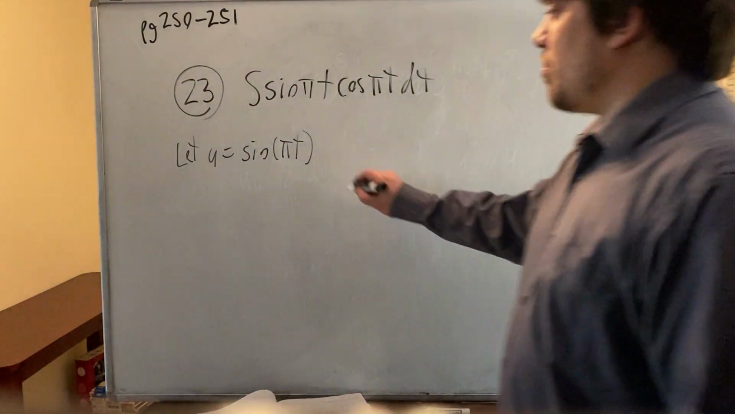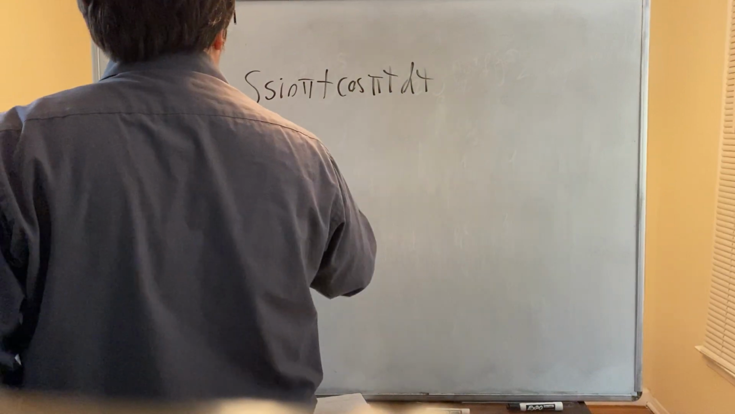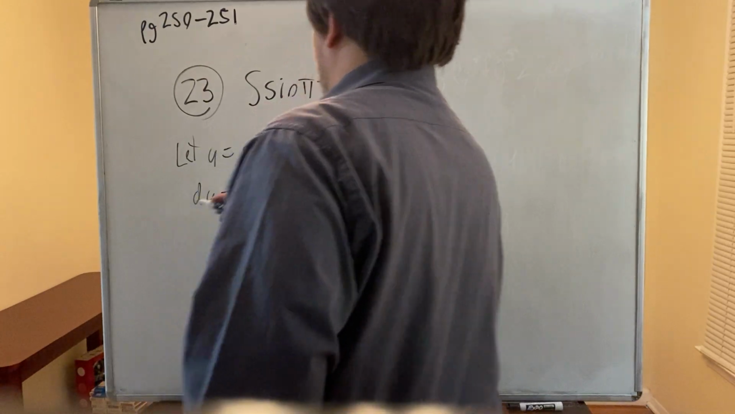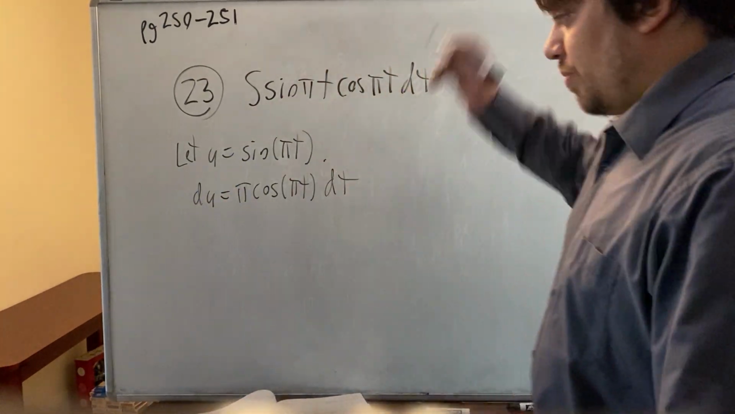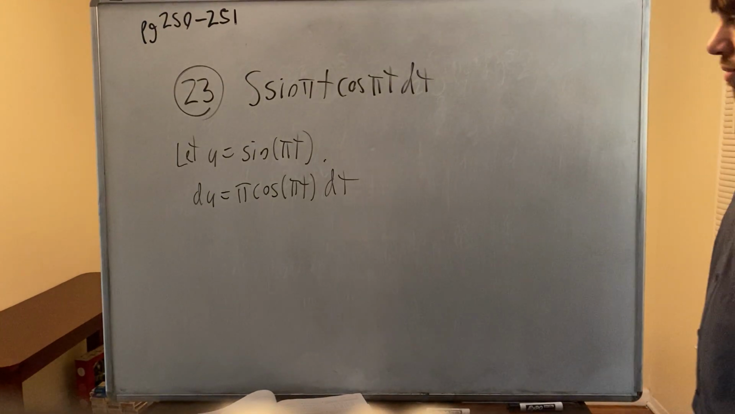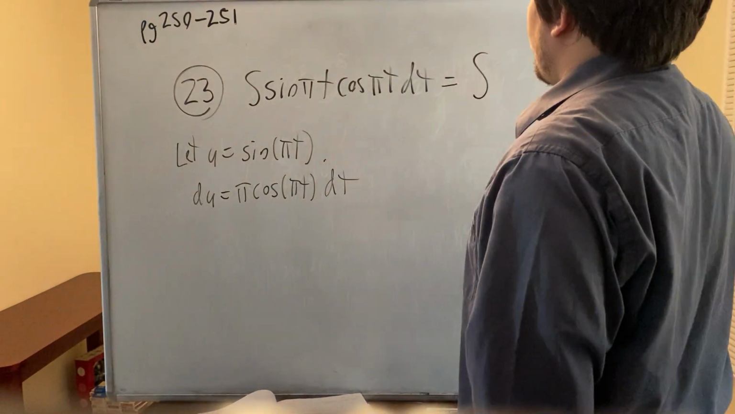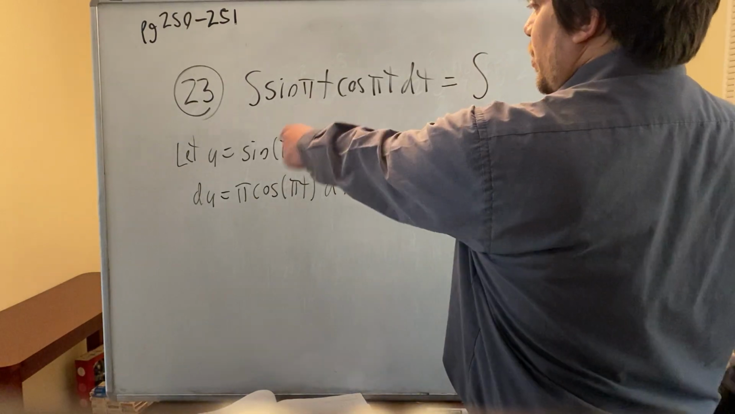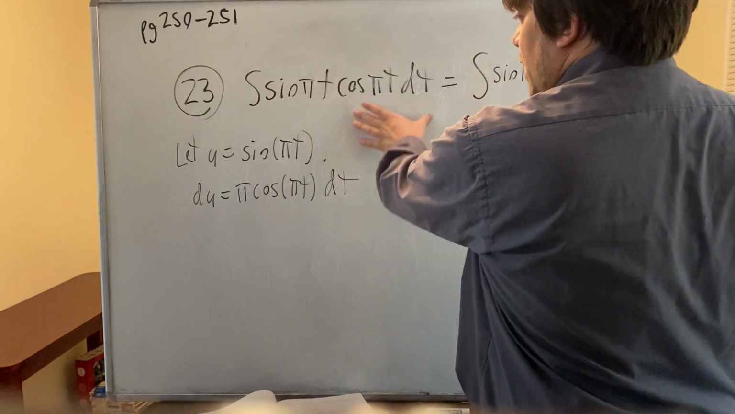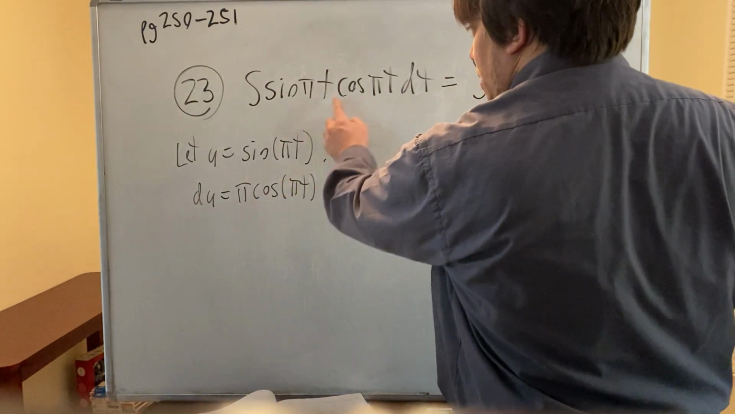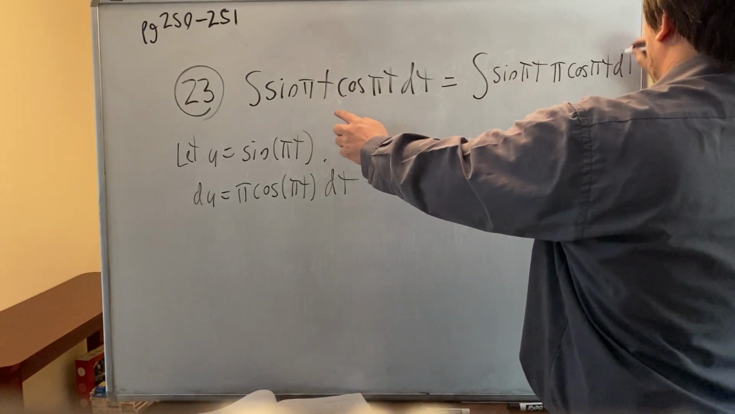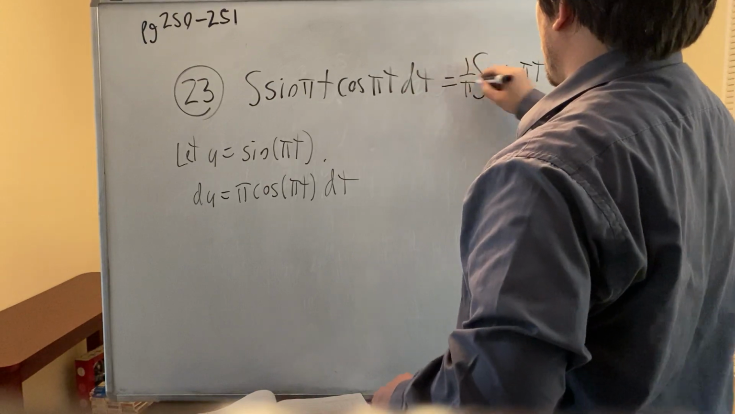If we let u equal sine of pi t, du is equal to cosine of pi t times the derivative of pi t, which is pi. And so du is pi cosine pi t dt. Okay, so if we're going to use u substitution, we have the sine of pi t here, and cosine pi t dt is here, but we're missing a pi. So I'm going to put the pi there, and if I multiply by pi here, you multiply by 1 over pi there.